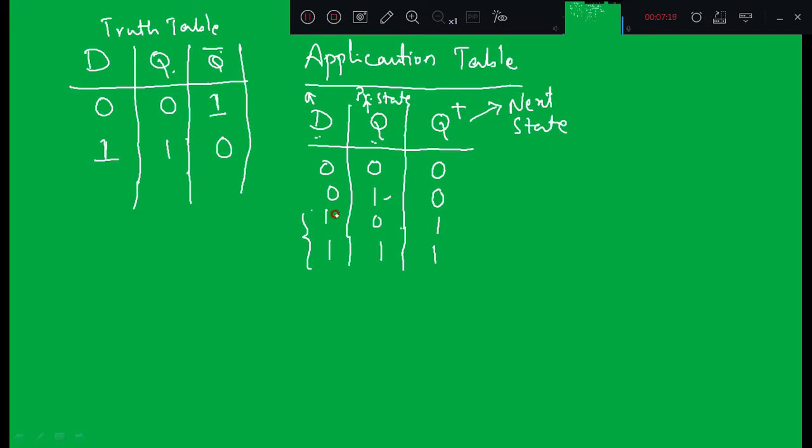Next, with this application table, we are going to generate the excitation table. So what is excitation table? In excitation table, we are going to write the previous state values and the next state values, and depending on those previous state and next state values, we are going to decide the values of inputs, right? So here in excitation table, we will be having two sets of values. One set is previous state values, second set is next state values. So these two sets will act as input to decide the values of the inputs of D flip flops, right?